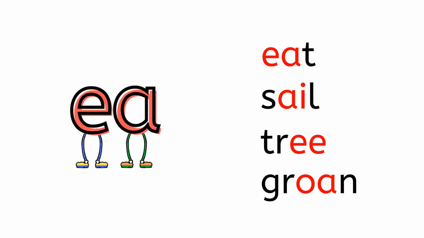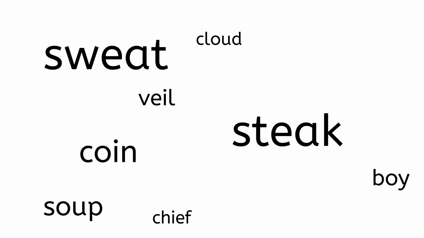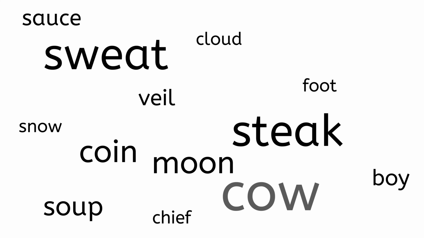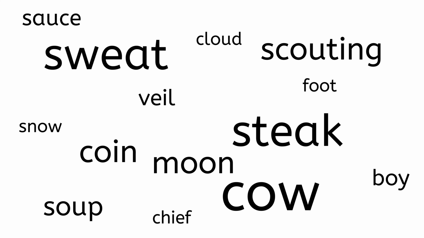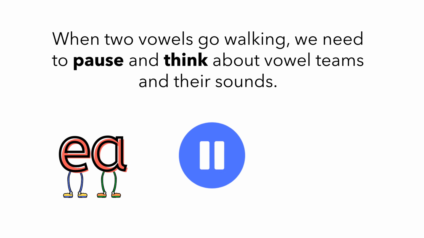We can see that the riddle applies to words like eat, sail, tree, and grown. But what about words like sweat, or steak, or coin? What about boy? How about soup, chief, cloud, veil, and the list continues. This riddle simply isn't reliable enough to use for reading. Instead, we should be saying, when two vowels go walking, we need to pause and think about vowel teams and their sounds.